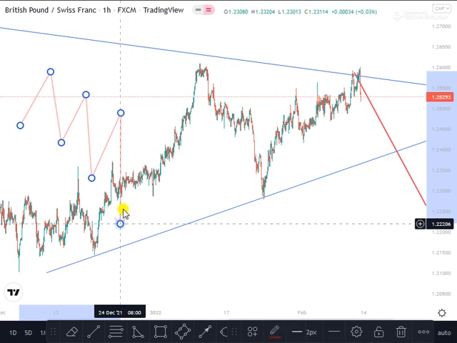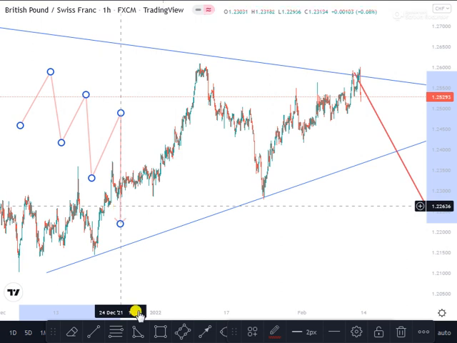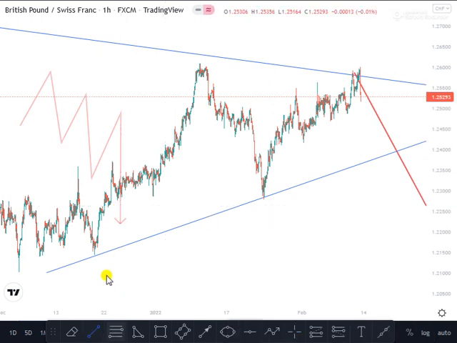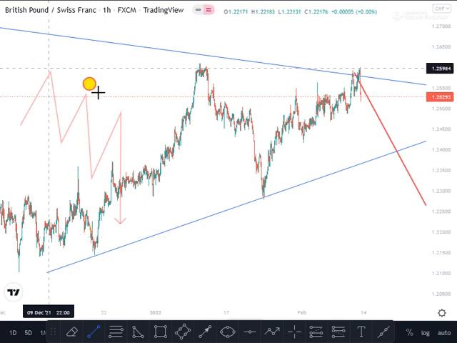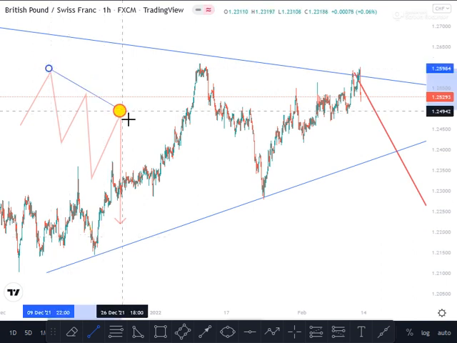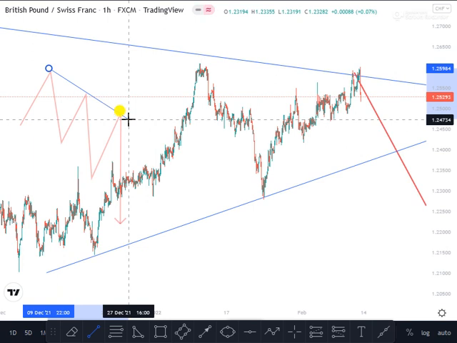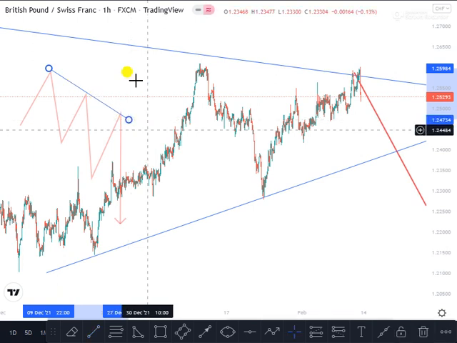Okay, let's have it this way. Let's leave it like that. Now let's pick here now trend line. You see what I drew. Now this is exactly what we're talking about.